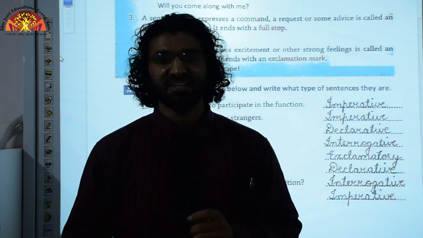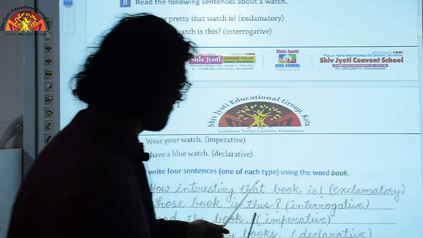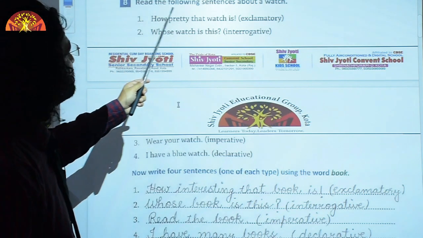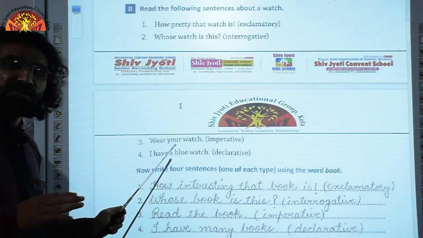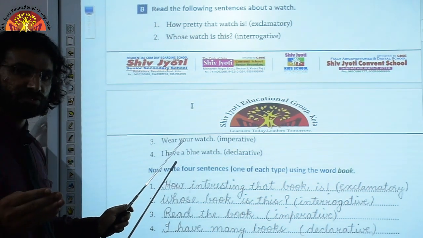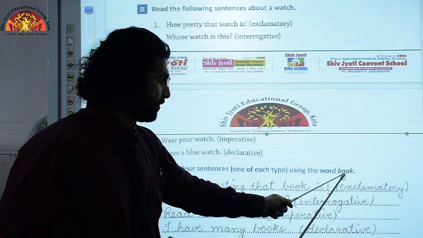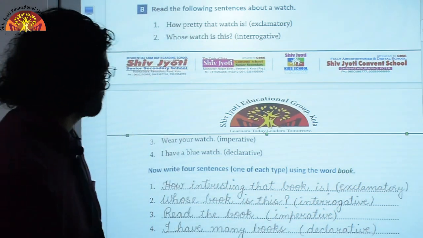Now we will talk about exercise B. Okay, so now write 4 sentences, one of each type using the word book. Let's see what it says. Read the following sentences about a watch. Here we have 4 sentences, and all the 4 sentences are about a watch. We need to replace that word with this word book, and we need to form new sentences. Let's see how we are going to do it.